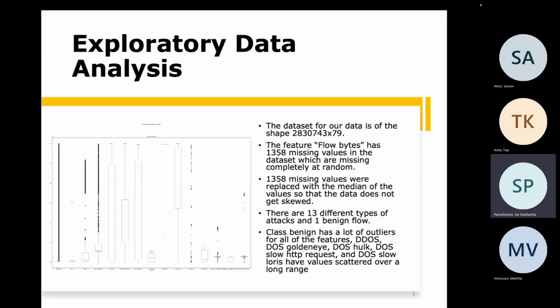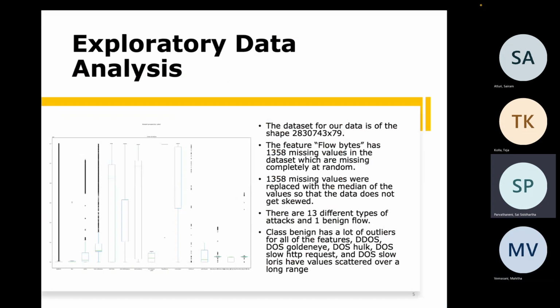Our dataset is of the shape discussed before, and there are 79 features in our dataset. We have just one feature with missing values. The feature Flow Bytes has 1358 missing values in our dataset. These values are missing completely at random. The missing values may be due to a technical fault during data acquisition. We replace the 1358 missing values with the median. The reason for using the median is so that the data does not get skewed.